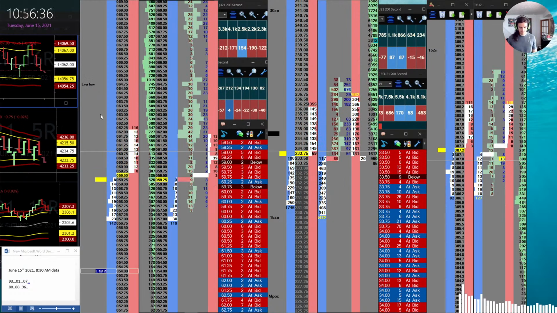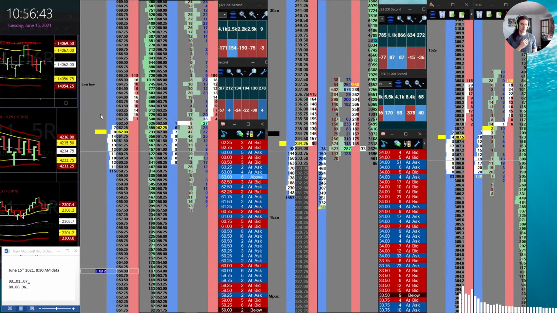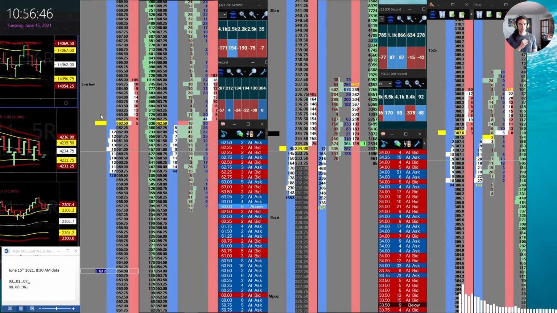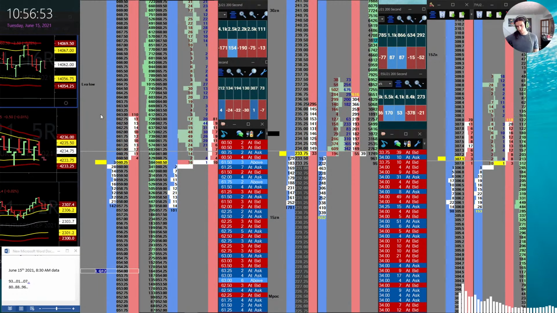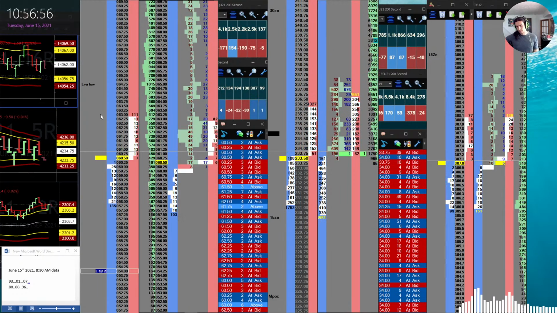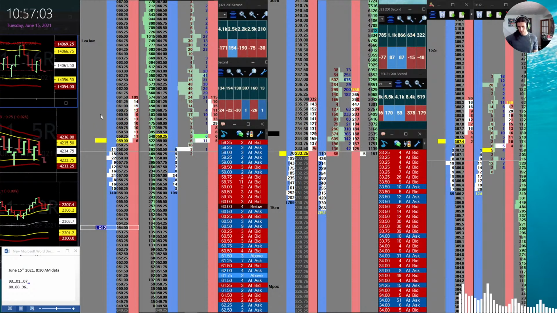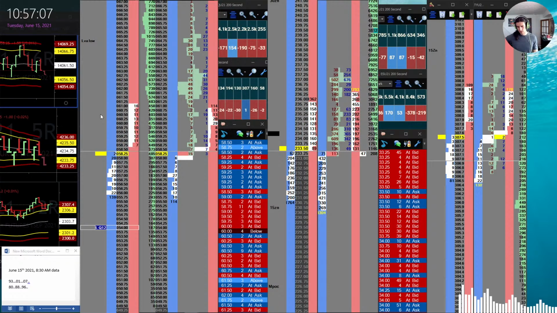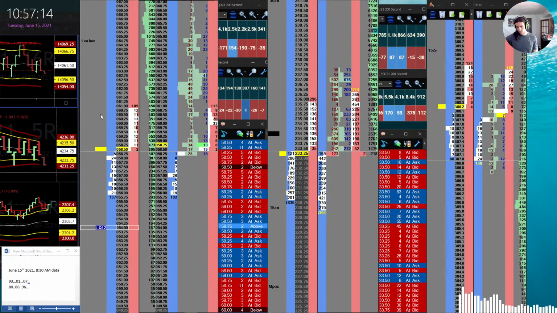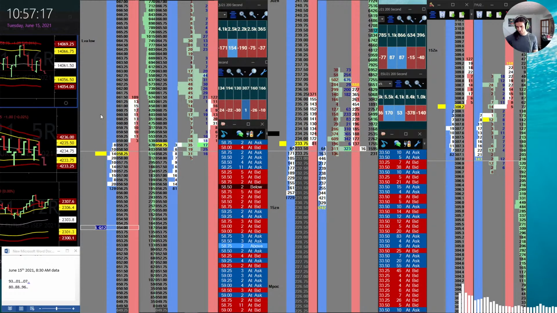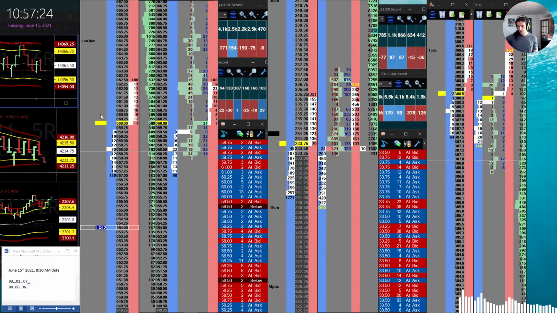Here we come again, 59. $60 even bid. Coming down, 58, then rebid. 58 quarter. Russell coming back up here, 09.